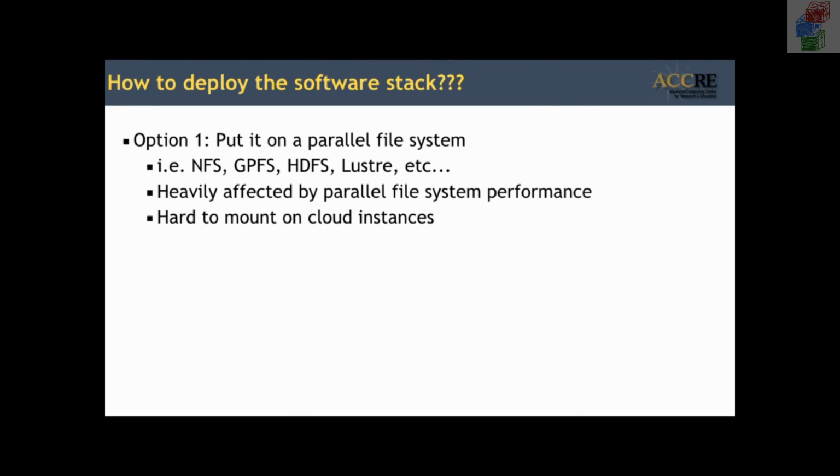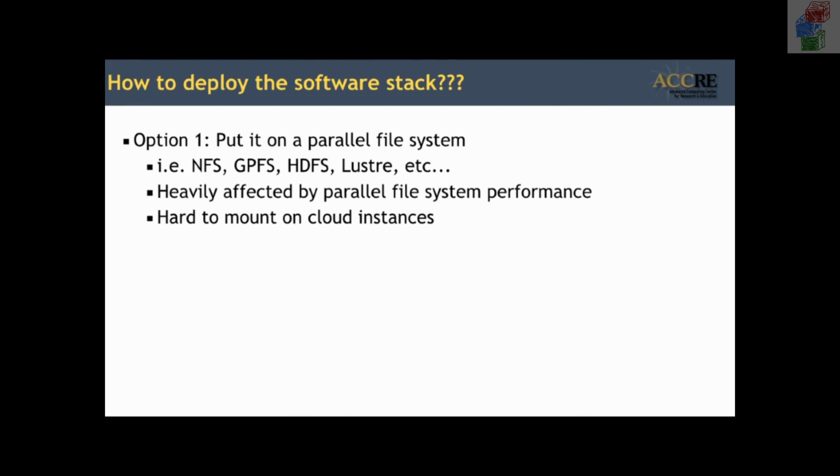Classically, I think there are two general options. One is to put it on a parallel file system, i.e. NFS, GPFS, HDFS cluster. At ACCRE, we use GPFS. The good part of this is it's easy to do. You build the software, you put the files on the file system and point the users at it, and there's no additional maintenance required in theory. The downside is this is heavily affected by parallel file system performance. And when there's heavy write contention, when there are nodes that are leaving the cluster, this can really cause a problem.